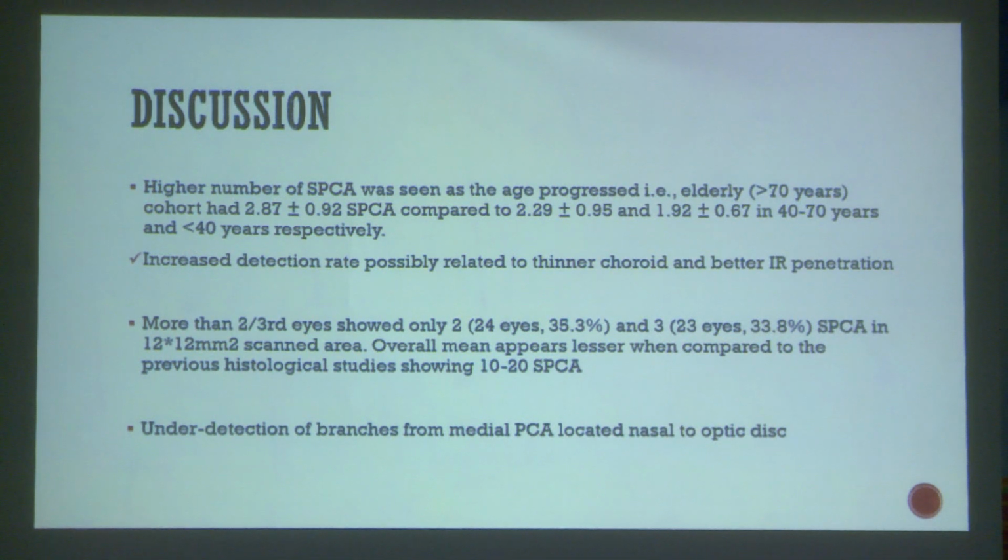In the discussion, we could see that a higher number of SPCA was seen in the elderly population, which is more than 70 years, as compared to the younger cohort, that is less than 40 or 40 to 70 years. We hypothesized that the increased detection rate could be related to the thinner choroid or better IR penetration of the OCT rays. Another point to note was that more than two thirds of the eyes had only 2 or 3 SPCAs in the whole of the 144 millimeter square scanned area.